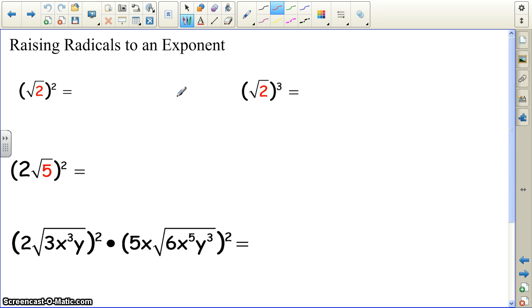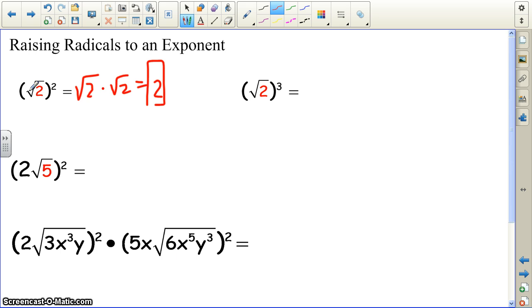All right, so for this first one, I want to take the square root of 2 and raise it to the second power. So I want to take the square root of 2 and square it. Let's write down what that really means. That means the square root of 2 times the square root of 2, which we said yesterday is just whatever's underneath that radical, which is 2. So an easy way to think of it is, if I take a square root and I square it, the square root and the square change cancel each other out. It's like doing the opposite.